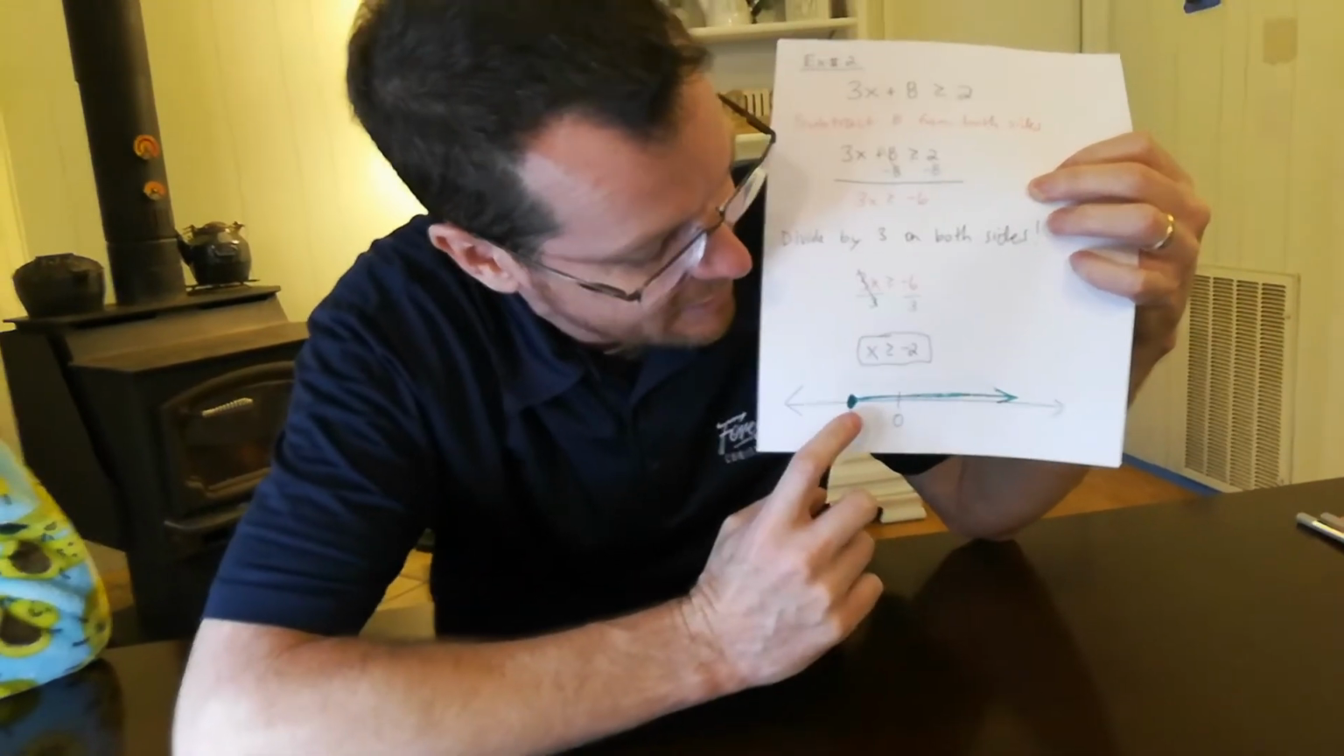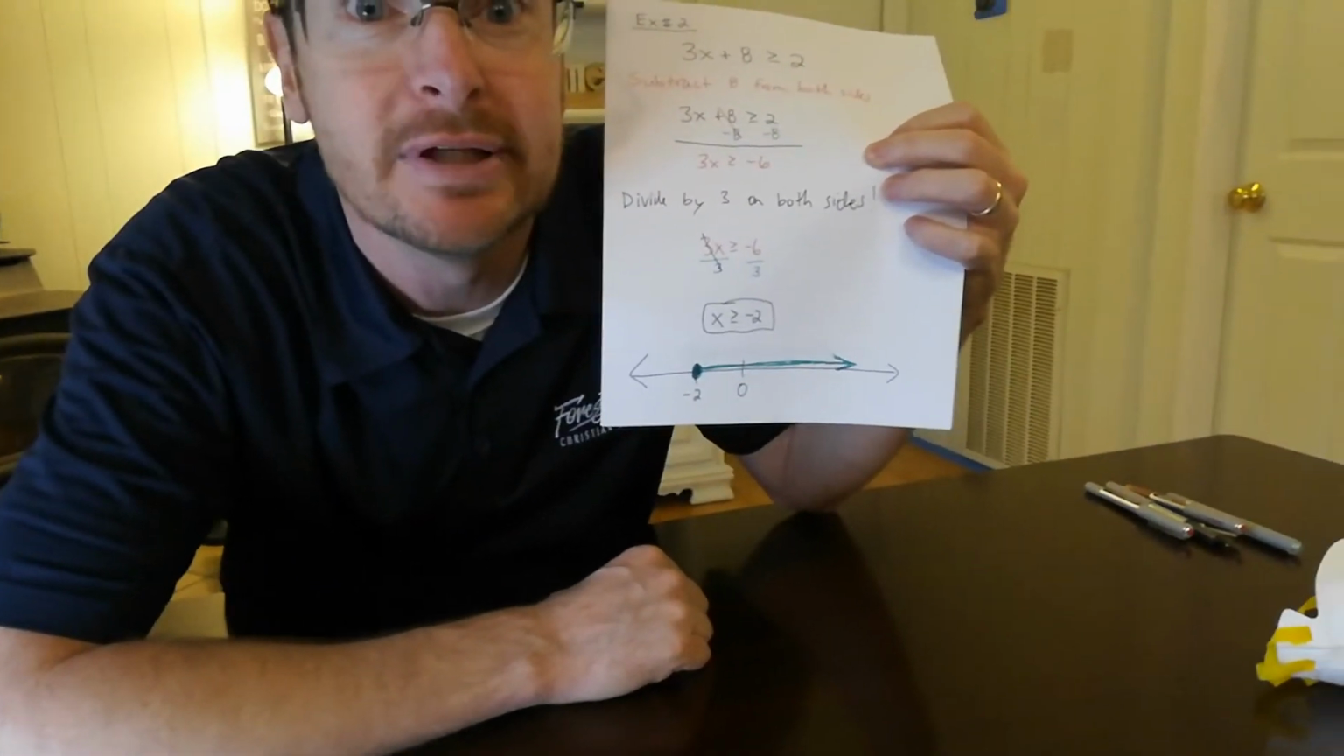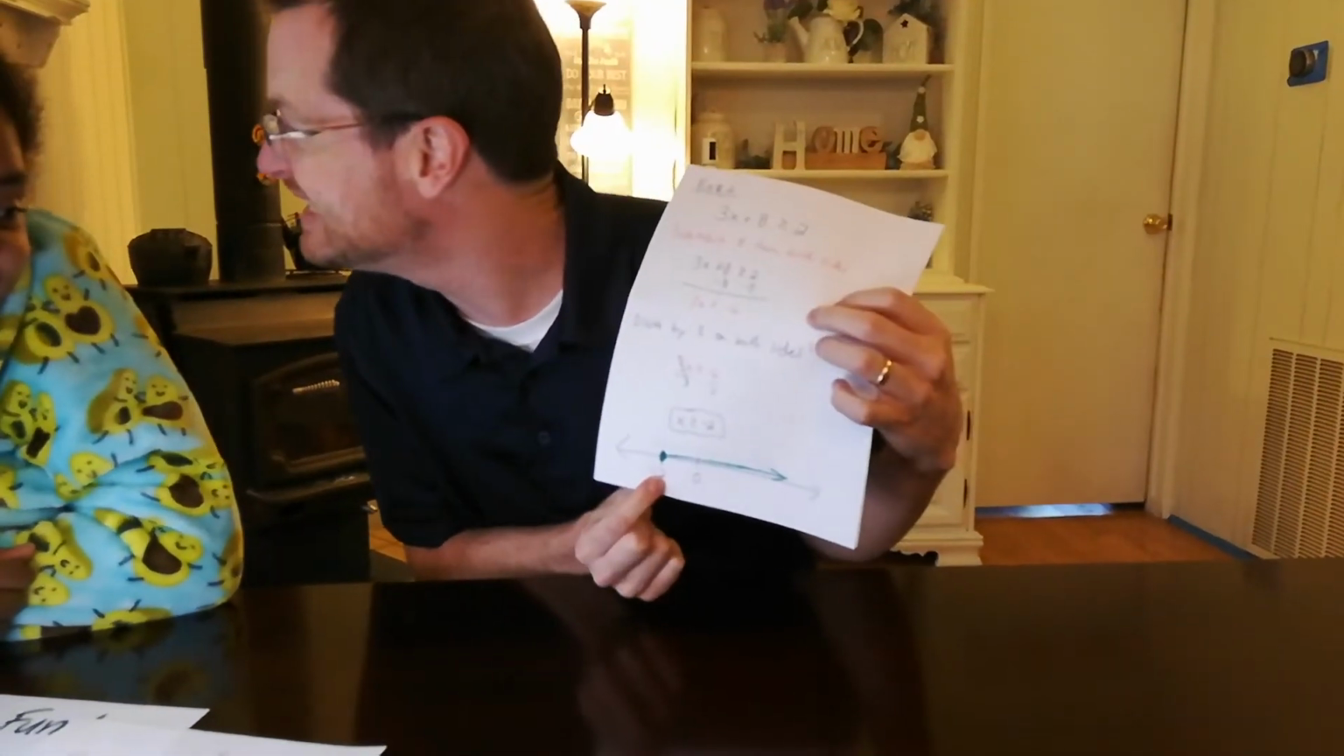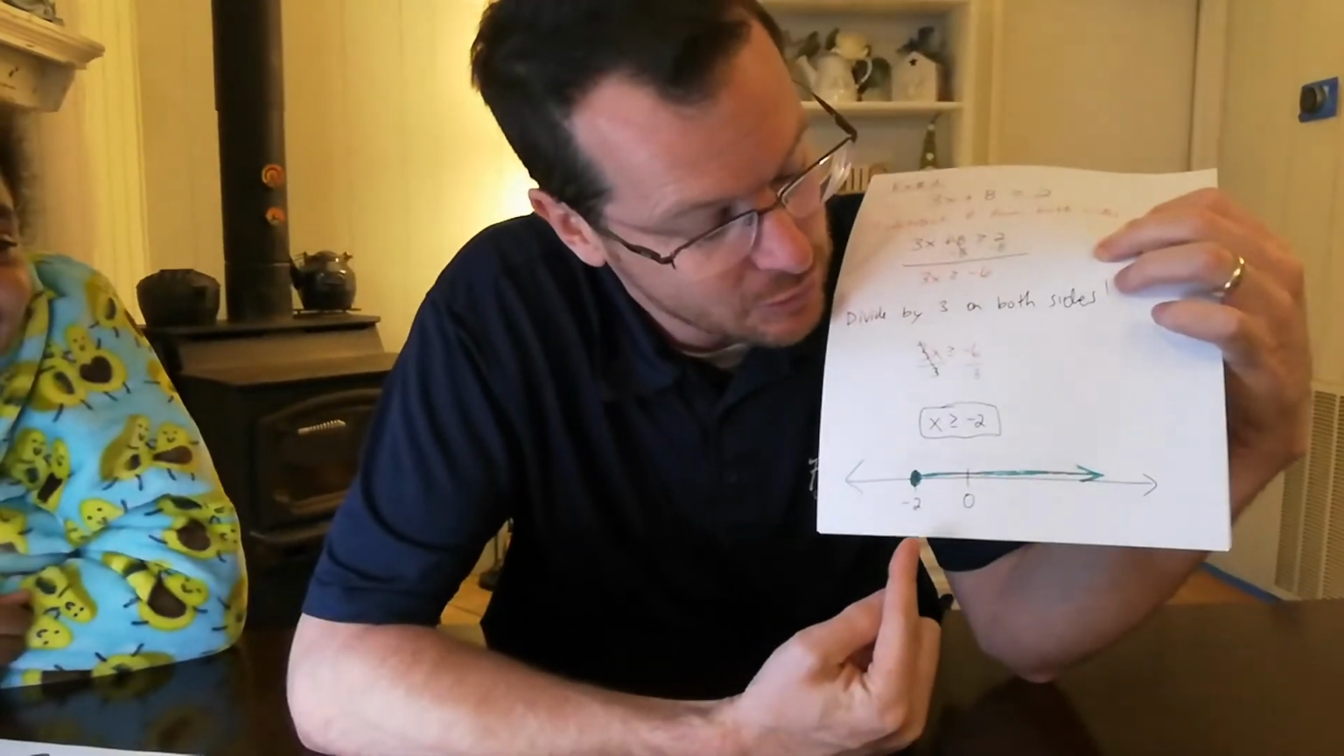But if you notice, this dot is filled in. Naomi, why is it filled in? Because the answer is there. Negative 2 is included. Thanks for the help. All right, negative 2 is included.